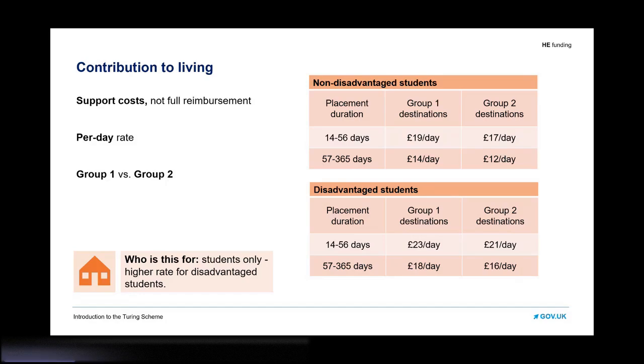If a placement runs 57 days or over, the 57 to 365 day rate applies to the whole placement. Living cost support only covers days within the academic year, and in HE, we don't fund staff living costs. Please keep evidence and return any unused funds.